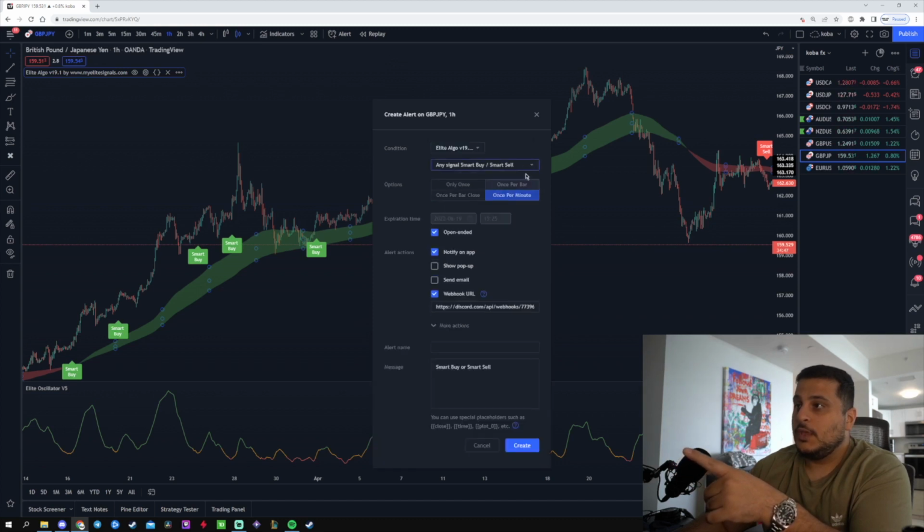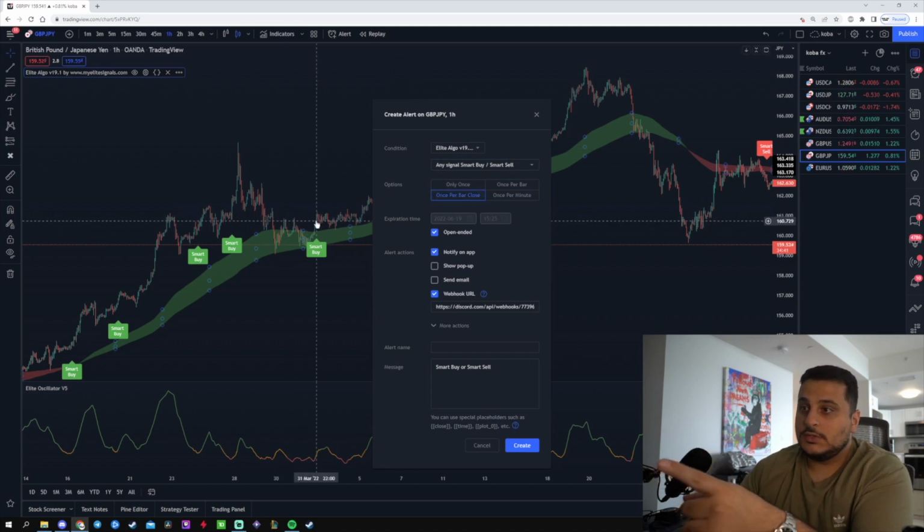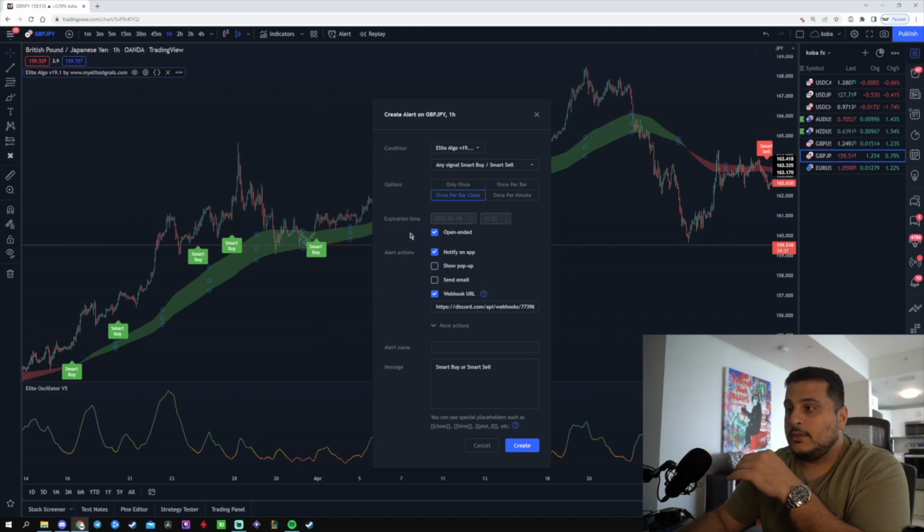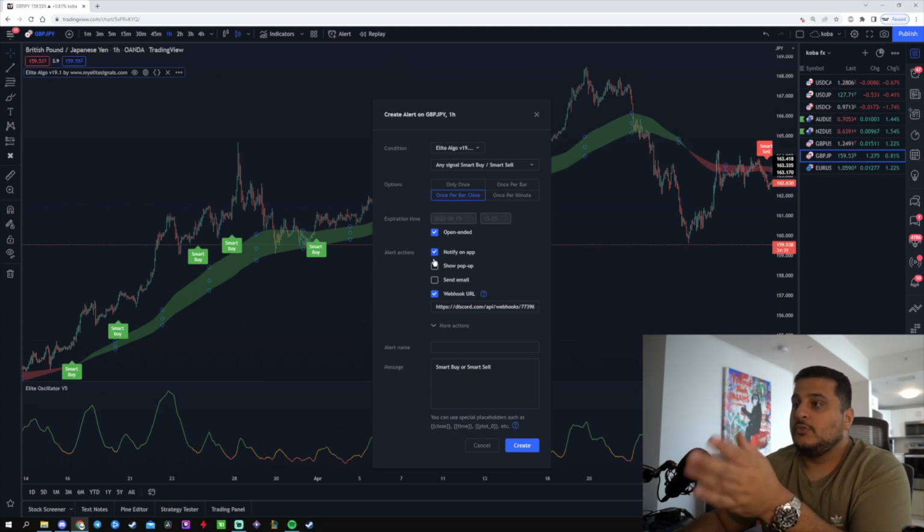This one right here. Once you have that selected, you want to go once per bar close, right? So it's going to alert you once the candle closes. So it's going to be ready to trade right away. And what you want to do next is just select the expiration date. I like using it open-ended so it never expires. And over here at the bottom, what type of notification do you want?